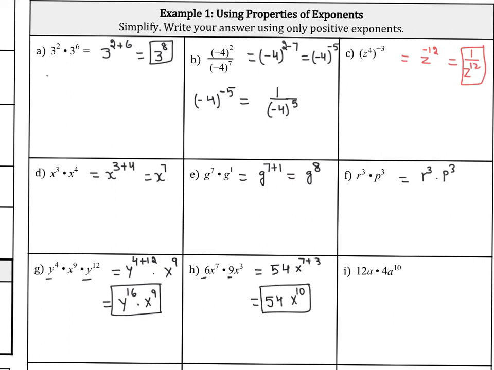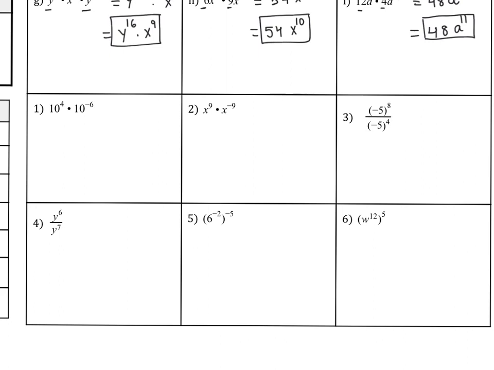Letter I. You're going to multiply the number by number just like you multiply in any other situation. So 12 times 4 is 48, and it's going to be 8 to the power 1 plus 10. So the final answer is 48 times 8 to the power 11. Now you're going to pause the video and do the 1 through 6 problems for your try problems.